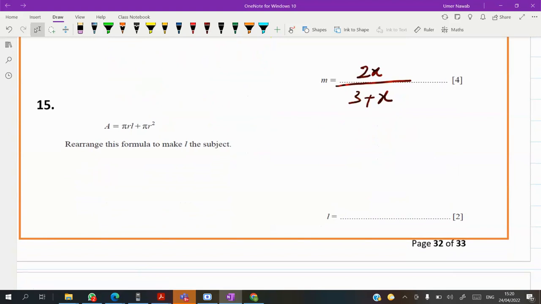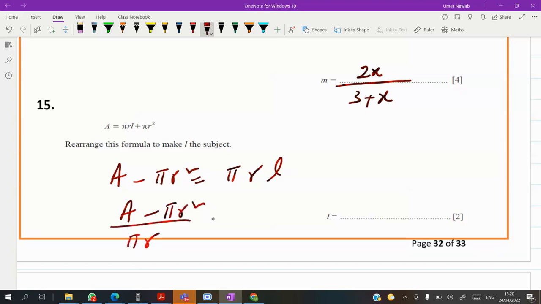Next, I think it's a repeated question. We already did it, which is a minus pi r squared is equal to pi r l, and a minus pi r squared over pi r is equal to l.